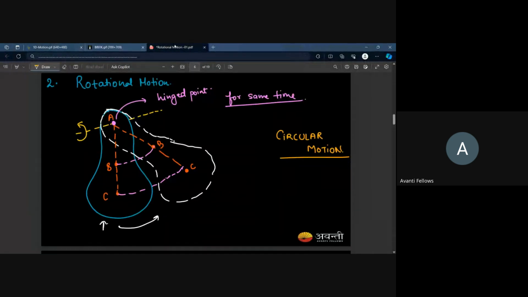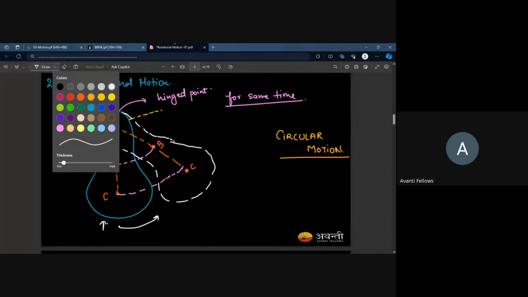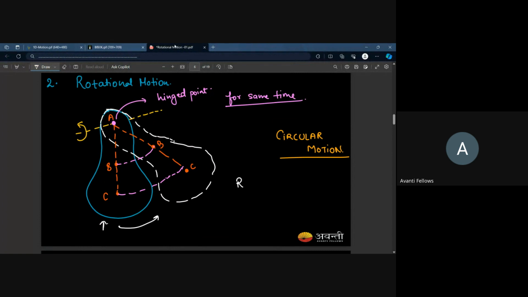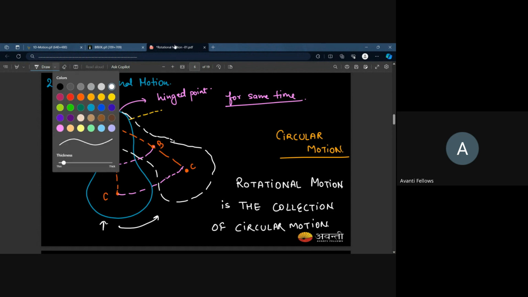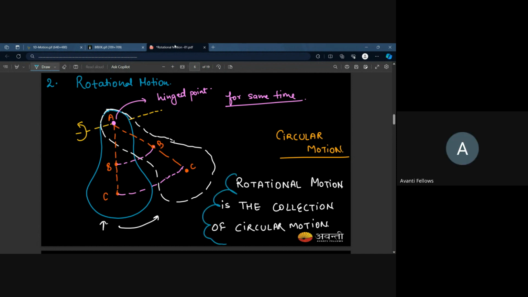So, beta, you can say one thing, and it is very important, and you should know about it: rotational motion is the collection of circular motion. Is that fine? Yes, ma'am. Do you want to ask something or should I move to the next slide?